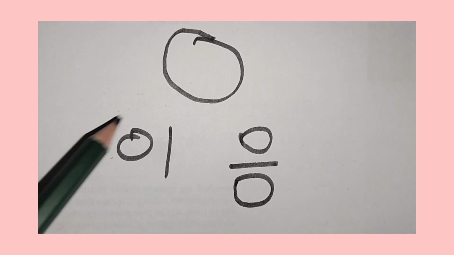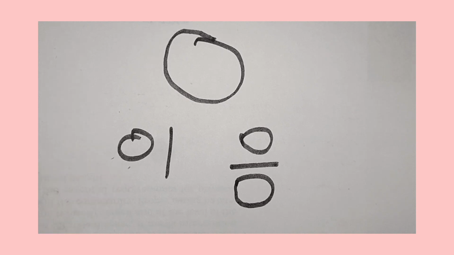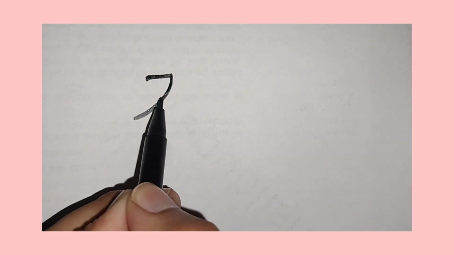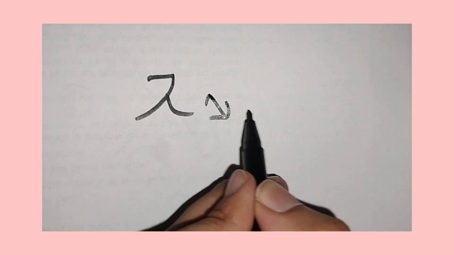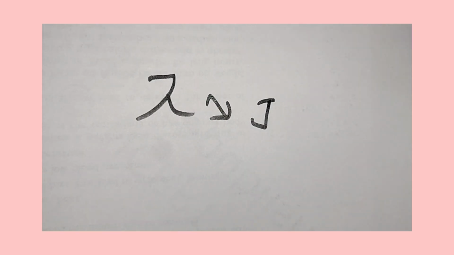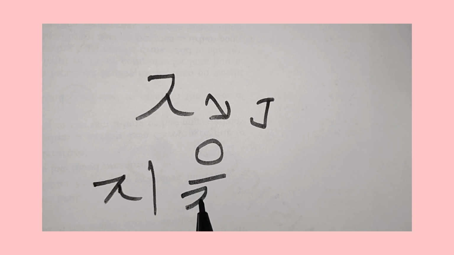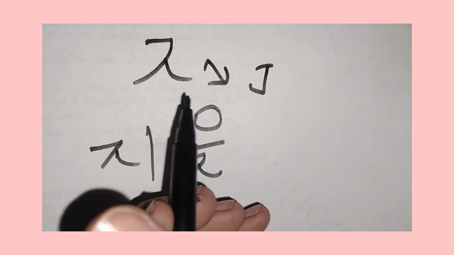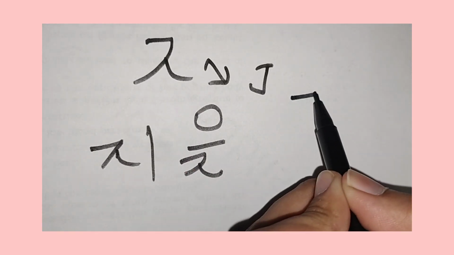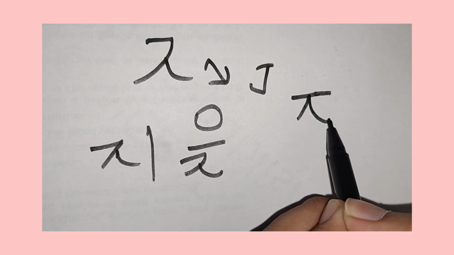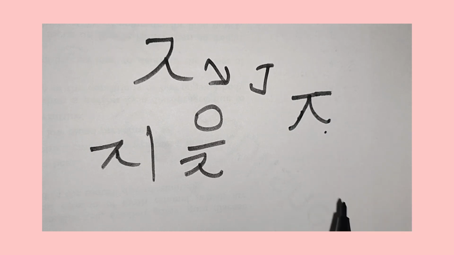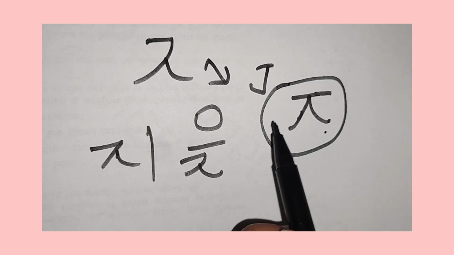We will learn how to read in when we will cover vowels. Next one is ㅈ, and it has a Z sound. Z sound. And also we write Z like this. This is the second way to write Z.